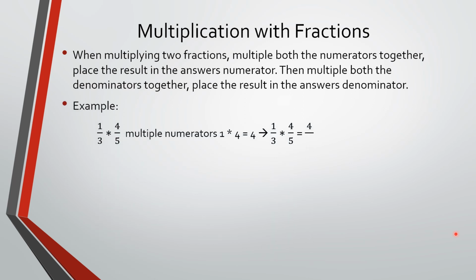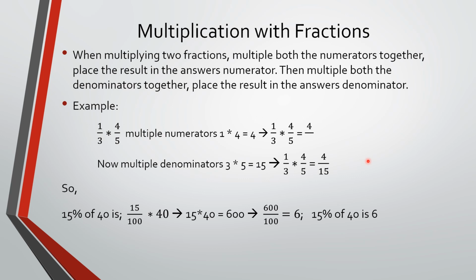An example is 1/3 times 4/5. We multiply the numerators together, so 1 times 4 equals 4. We put that in the numerator of the answer. Then we multiply the denominators, so 3 times 5 equals 15. And so we get the answer of 4/15. So 1/3 times 4/5 equals 4/15.